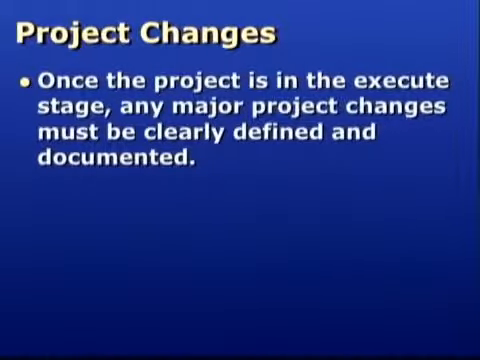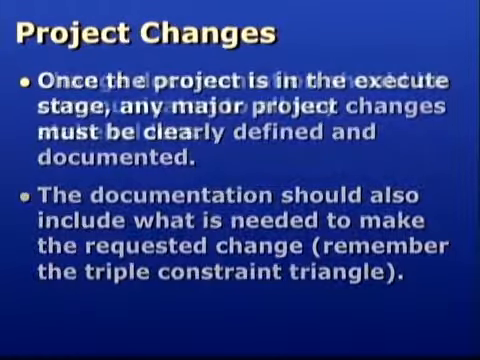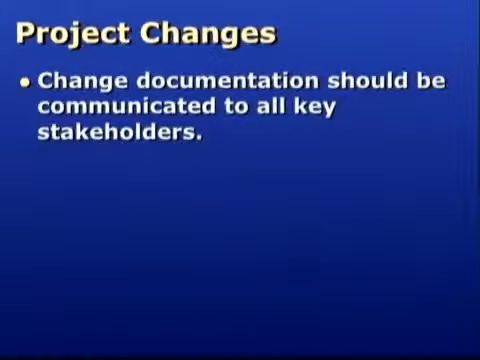But no matter how well you plan a project, there's always a possibility that things will change throughout the life of the project. Once the project is in the execute stage, such changes must be clearly defined and documented. The documentation should also include what is needed to make the requested change. Remember the triple constraint triangle. That is, if a stakeholder adds additional work to the project, that may result in a longer schedule and an increased project budget. This information should also be included in the change documentation, which should be communicated to all key stakeholders.